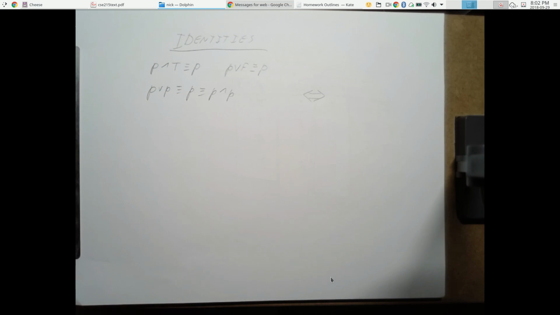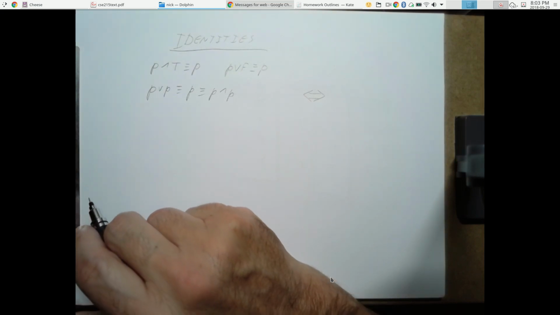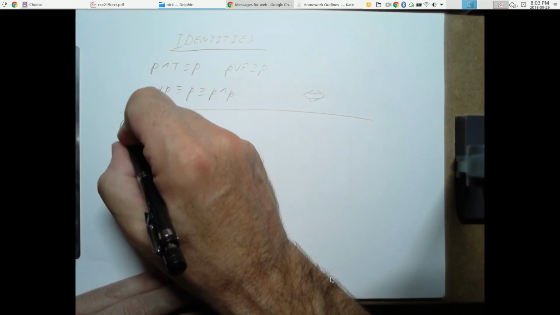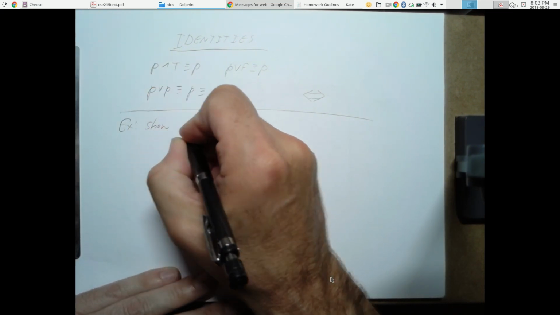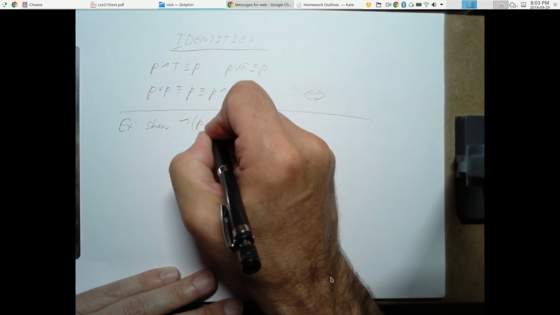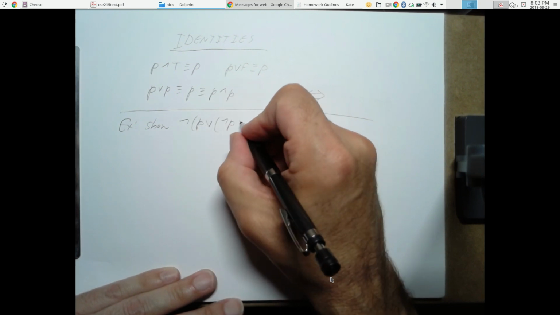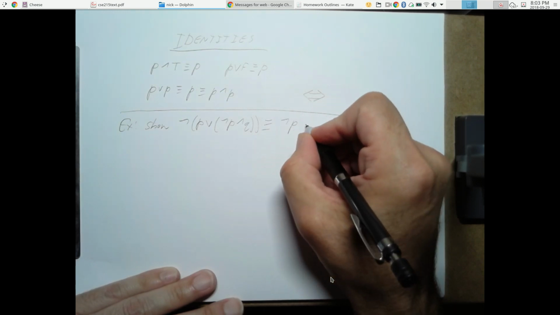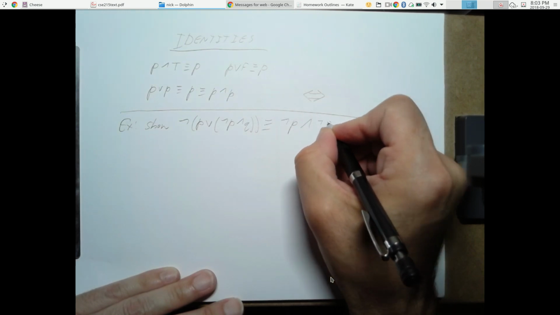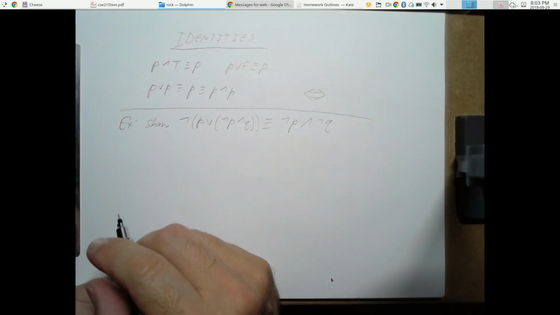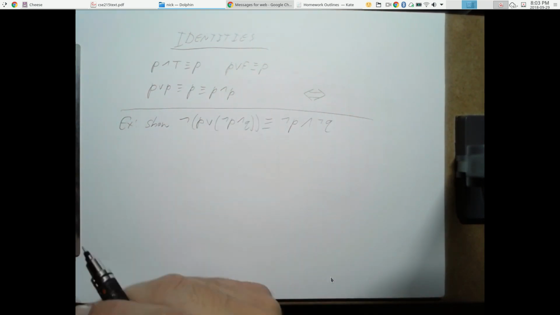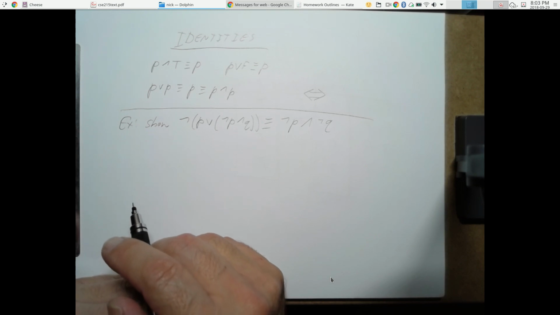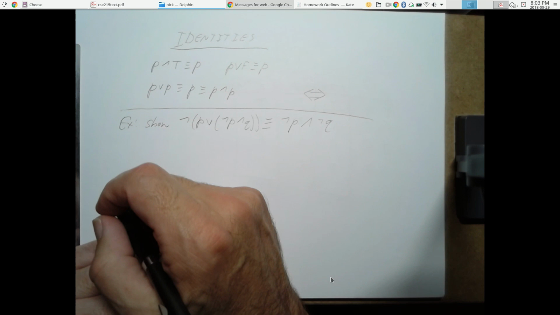But we can use these identities to prove other logical equivalences. So for example, let's say we want to show that the negation of P or (not P and Q) is logically equivalent to not P and not Q. Okay, how do we show logical equivalence? We could do a truth table, but I don't want to do a truth table. I want to do this using some of these identities that are given to us in the book.